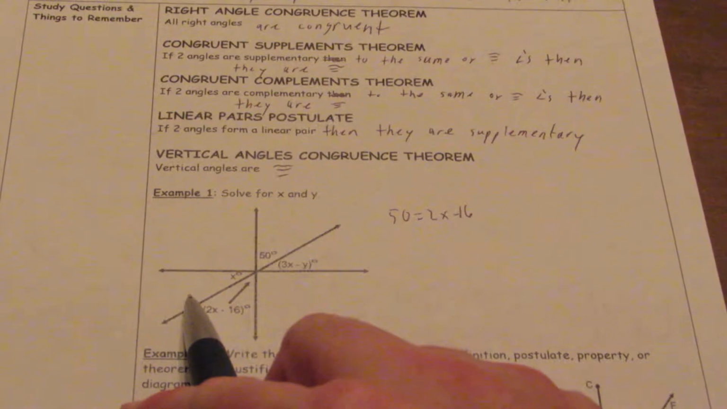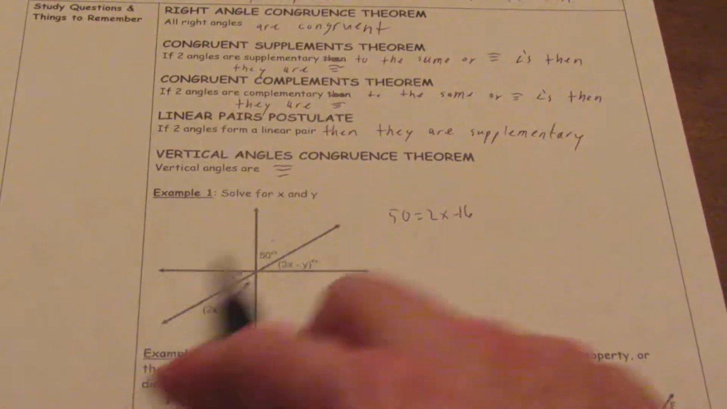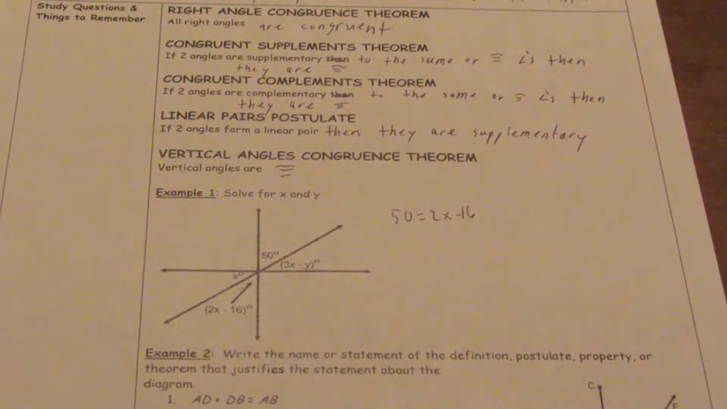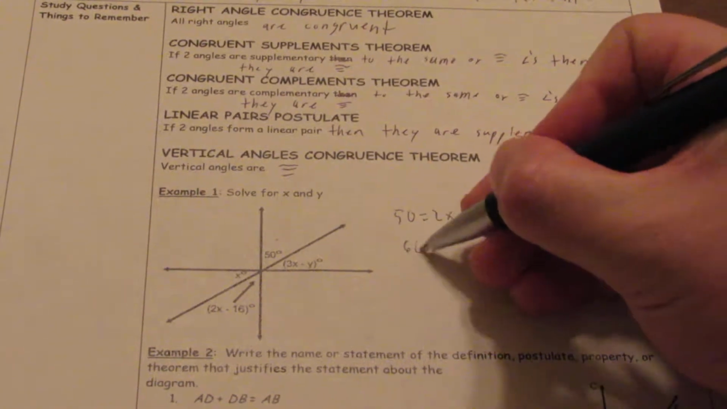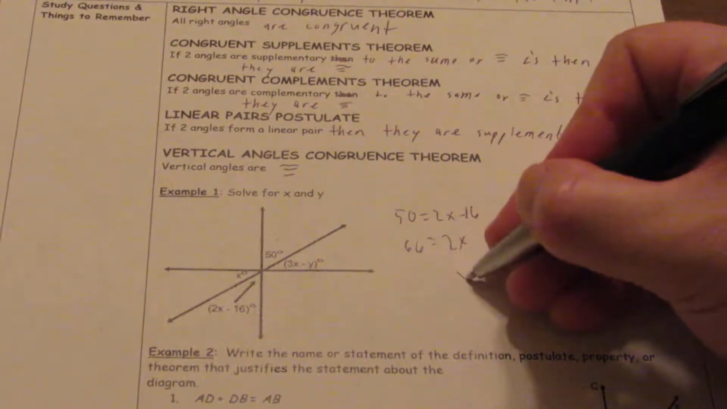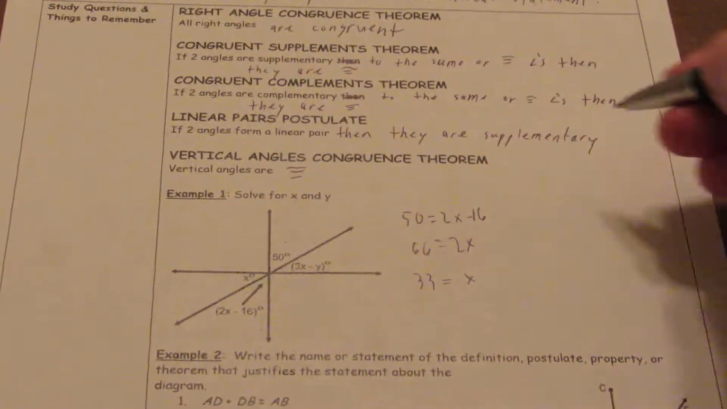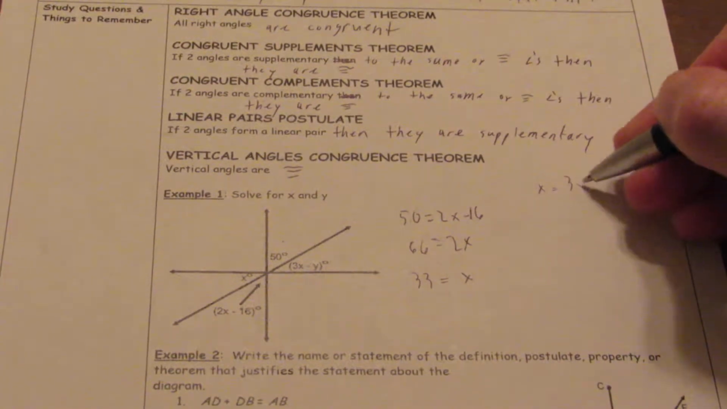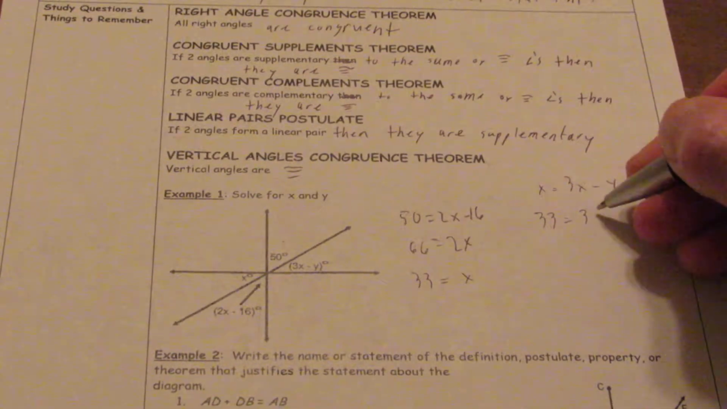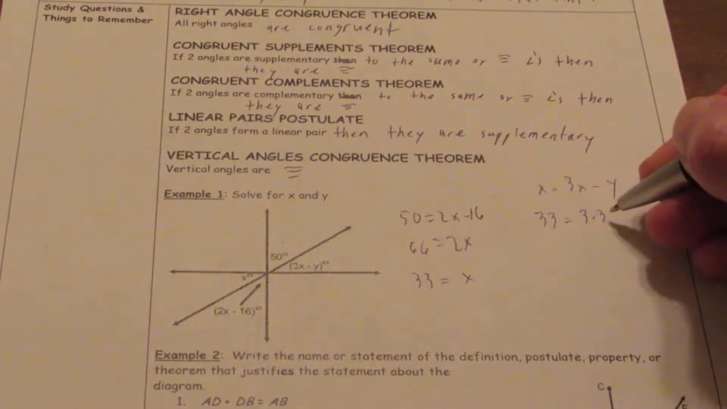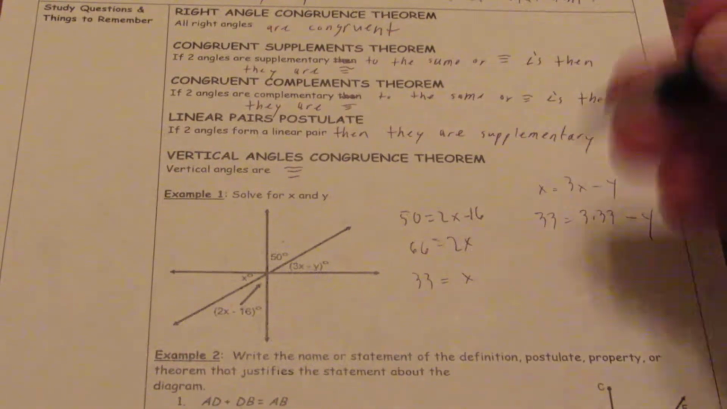Okay, that is a little bit harder to work with because I have an x in both. So we're going to solve for x here first and then see what happens. So I'm going to add the 16 to both sides. I get 66 equals 2x. So x is equal to 33. So now if I plug 33 in there, right, we have x equals 3x minus y. So I have 33 equals 3 times 33 minus y. So solve this.